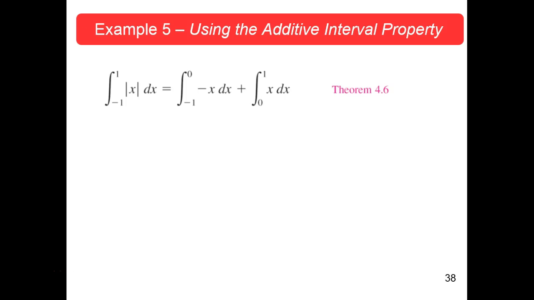But you can split it into two pieces, because by the definition of absolute value of x, when x is negative, that's minus x. So anywhere from -1 to 0, it's the integral of minus x dx. And when it's positive, it's just x, so that's the integral from 0 to 1 of x. Give me a number, any number. 5. What's its absolute value? 5. Give me a negative number, any negative number. Negative 23. What's its absolute value? 23, exactly.